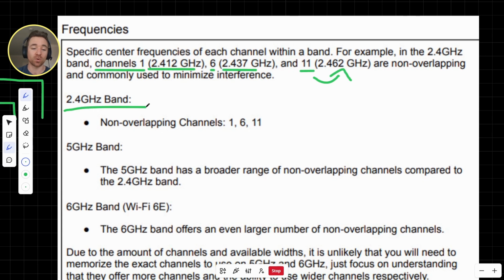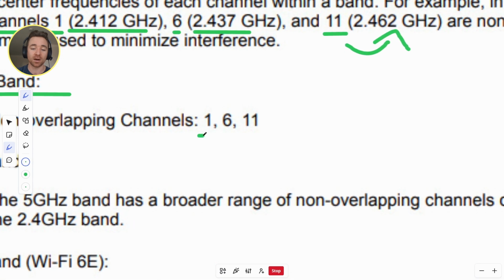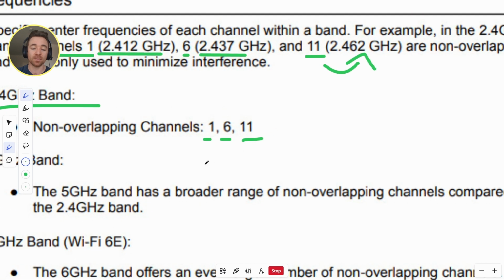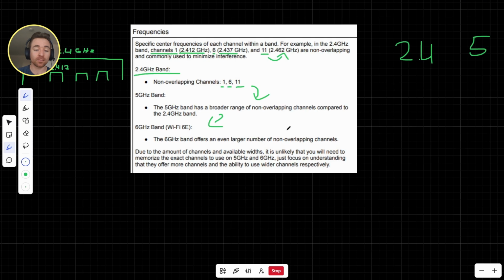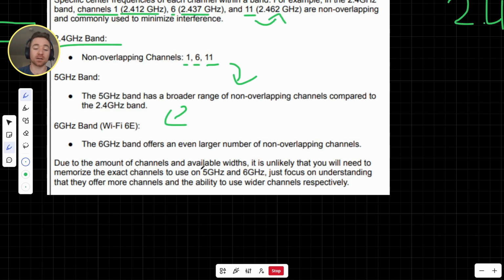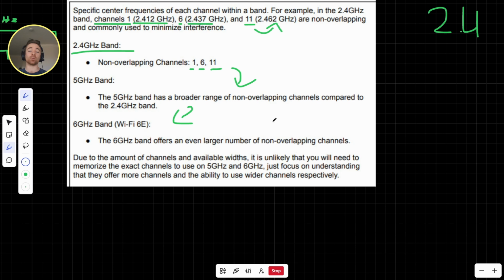So we talked about how in the 2.4 gigahertz band, your non-overlapping channels are 1, 6, and 11. And long story short, what you really need to know is the 5 gigahertz band has many more non-overlapping channels or frequencies, and the 6 gigahertz band has even more, right? As I said, it's unlikely that you'll need to memorize the exact channels to use on 5 and 6 and the exact number. You just need to understand the concept that each one has more channels than the last. That's essentially it, to be honest with you.